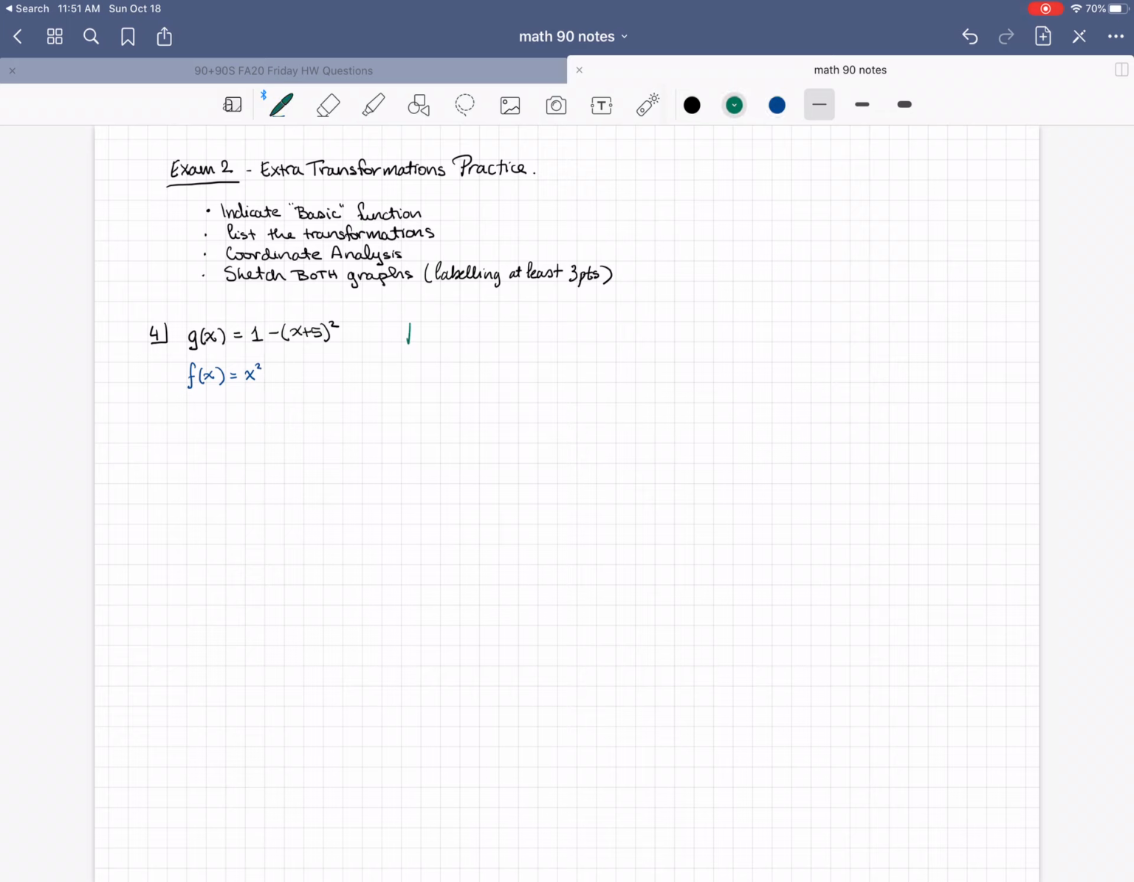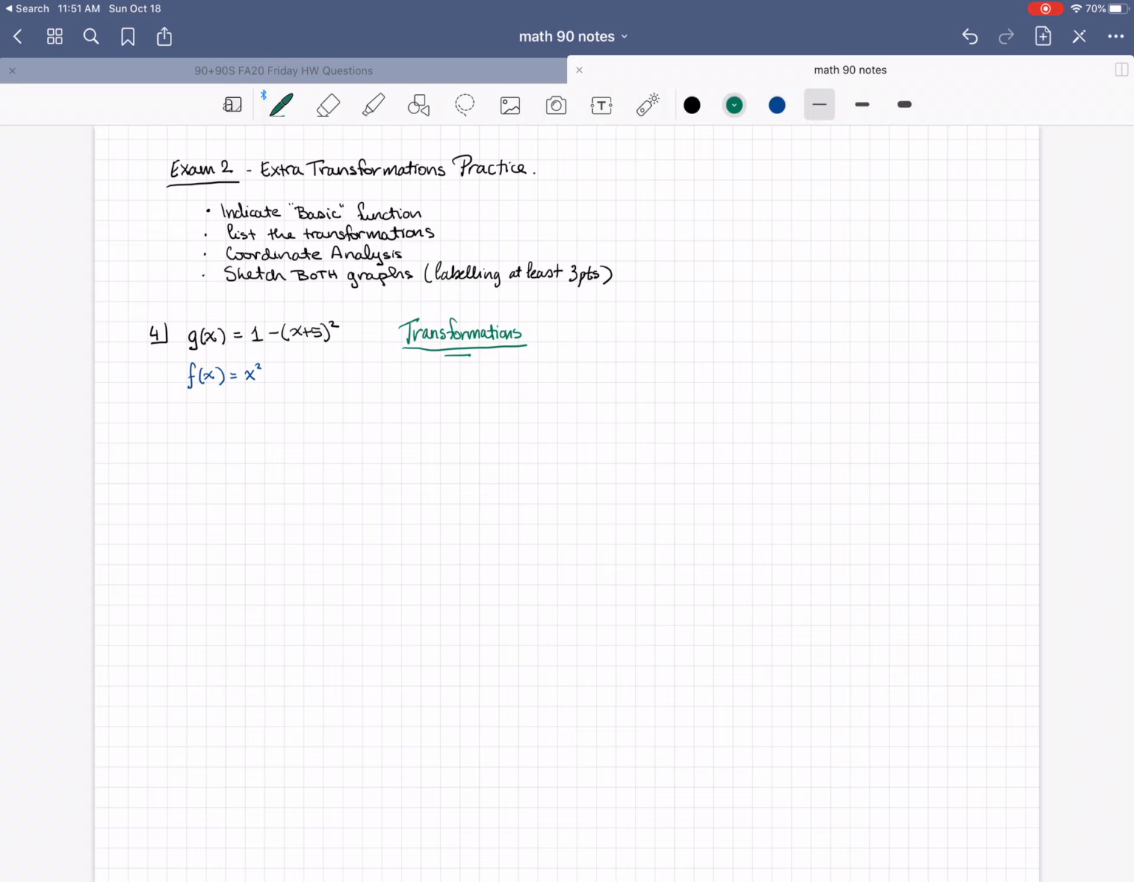Listing the transformations. So again, while I write the word transformations, think about how many things happened to get us from f to g. Well, how many do we see? We have this 5 added to the x, so that's 1. Then we have this minus out front, and we have this 1 here. So again, we have 3 transformations.